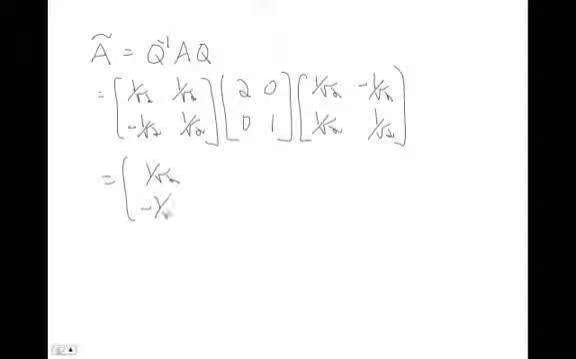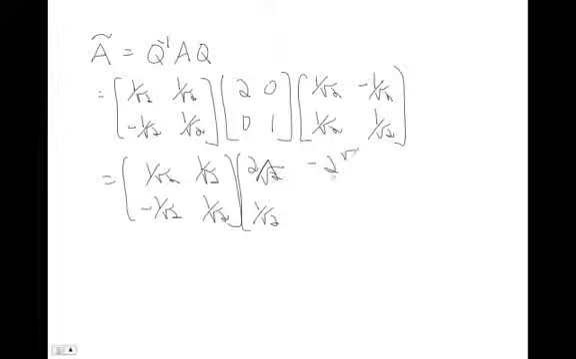So this is 1 over square root of 2, minus 1 over square root of 2, 1 over square root of 2, 1 over square root of 2. And then I multiply these two matrices together, so 2 times this plus this times this. So I go through this math and I get 2 over square root of 2 here. I get a 1 over square root of 2 here. I get a minus 2 over square root of 2 here. And I get a 1 over square root of 2 here.